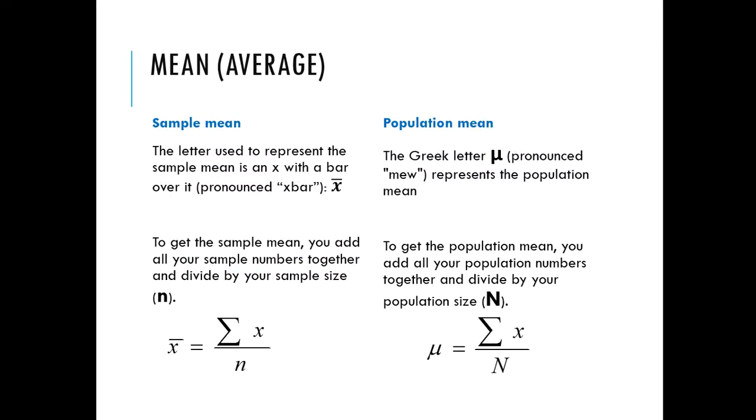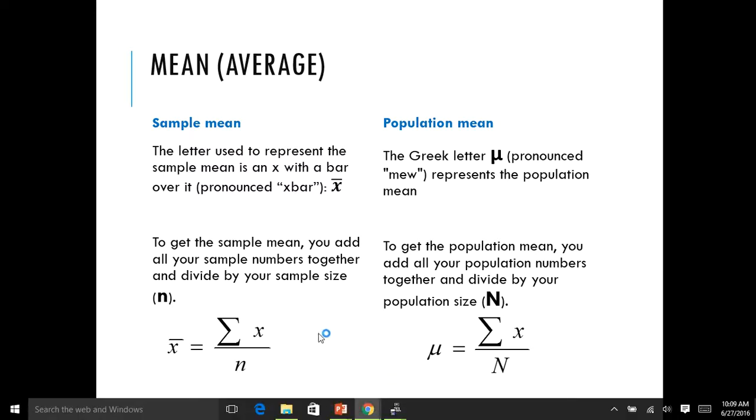So when you look at mean, there's some ways that we can figure it, but we're not going to do this by hand, but I just want to go ahead and talk about the theory behind it. A sample mean is represented by X bar. It's just an X with a bar over it.